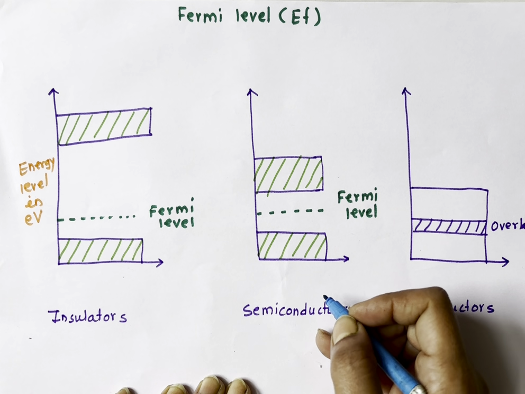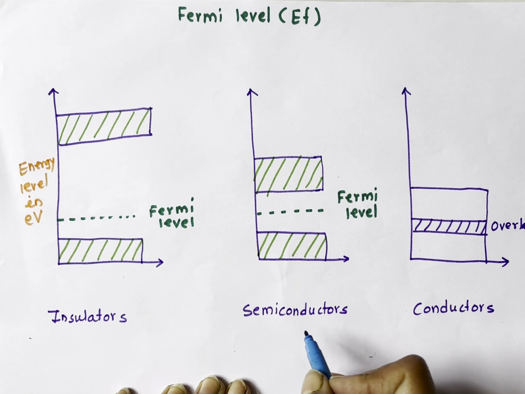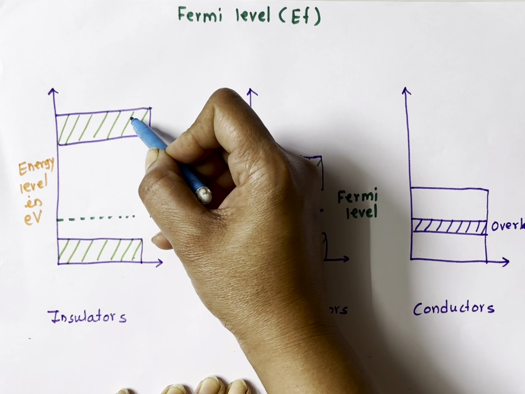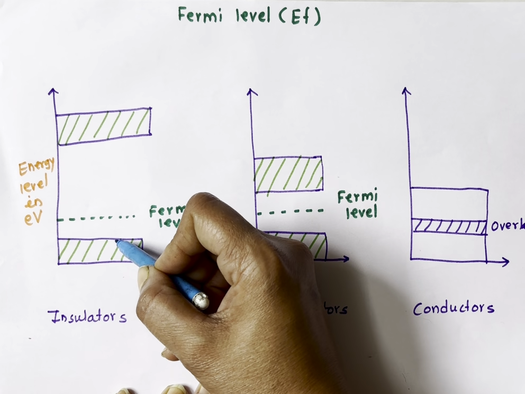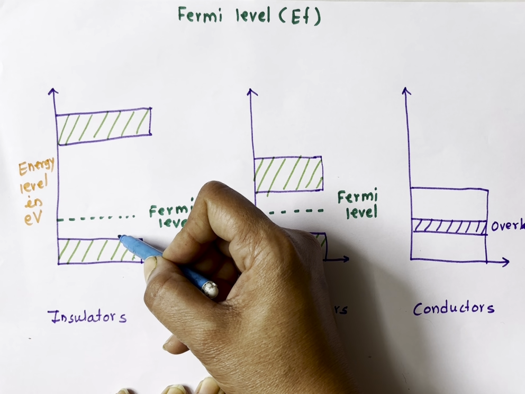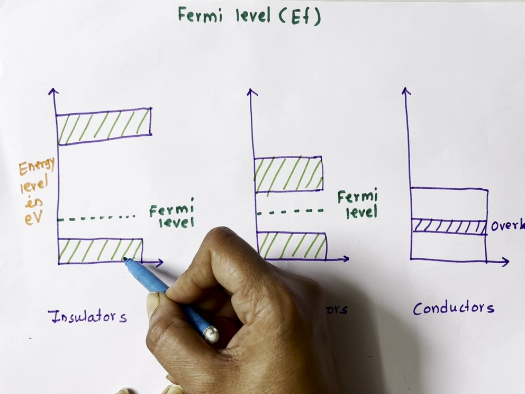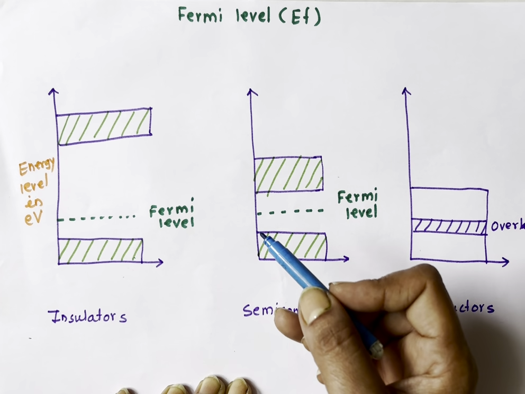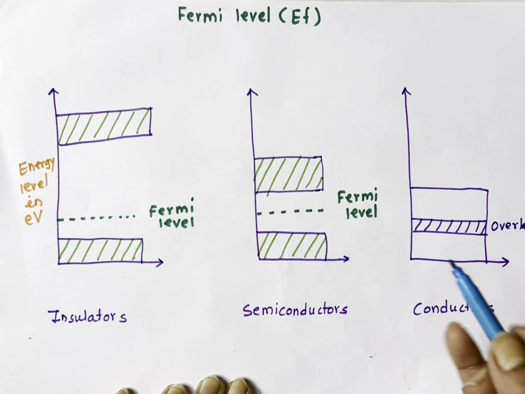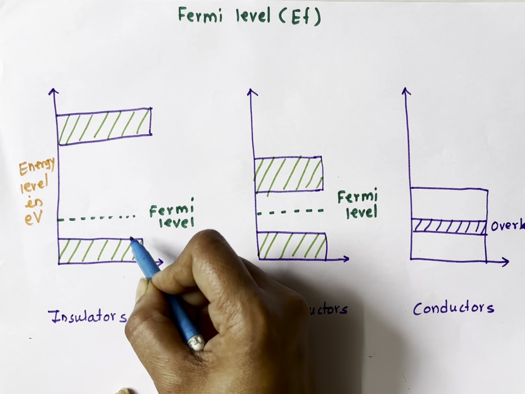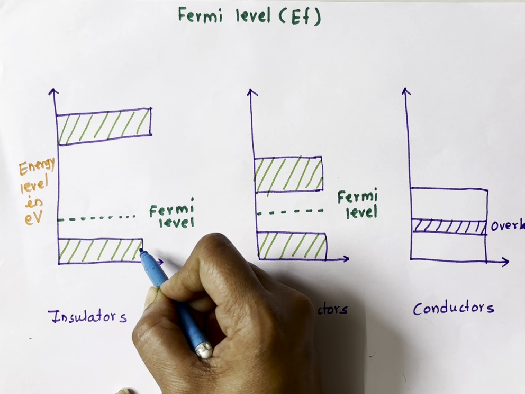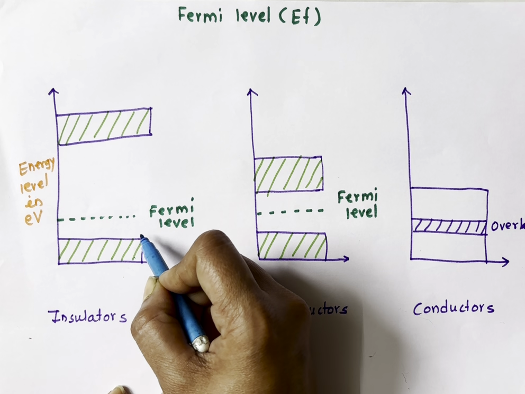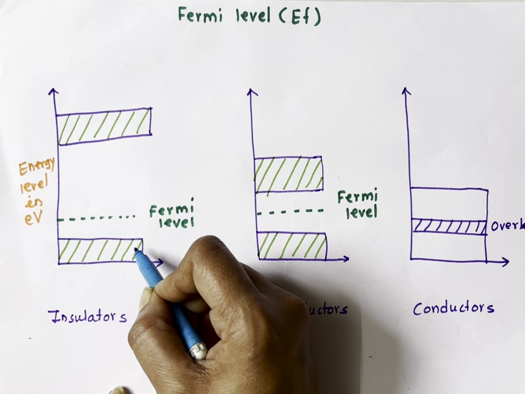So see here. These are the diagrams for insulators, semiconductors and conductors. Here you can see this is the valence band and this is the conduction band, and a large band gap is present. So large energy is required to move electrons from the valence band into the conduction band. In the conduction band, electrons are ready to move. And the Fermi level is near the valence band because at absolute zero temperature, most of the electrons are present near the valence band.